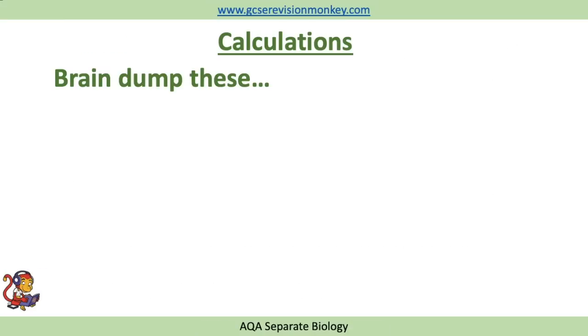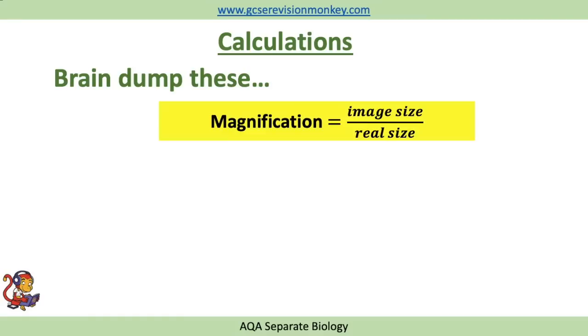Here are some equations that you might need to use in calculations, so I recommend brain dumping these. What I mean by that is as soon as the examiner tells you you can start, just open the paper and on any white space scribble these down so you've got your own little data sheet there as and when you need it throughout the exam. So magnification equals image over real. So you can scribble down m equals I over r very quickly at the start.